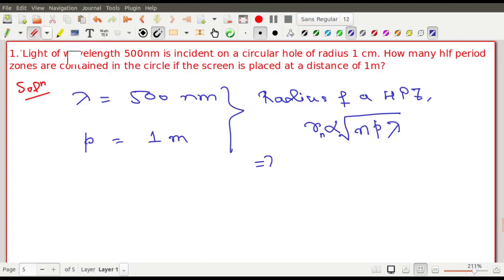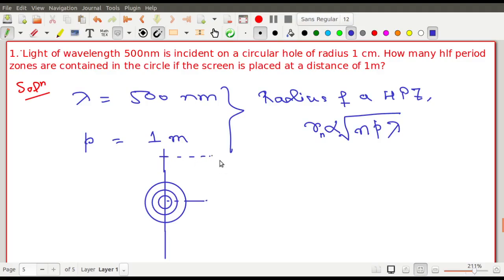Here you can write: first of all try to understand the problem. So these are the half period zones that you have, and this way you can extend up to the nth zone over here. Suppose this is the nth zone that you have, and this radius is actually provided to you: the radius of the circular hole has been provided.